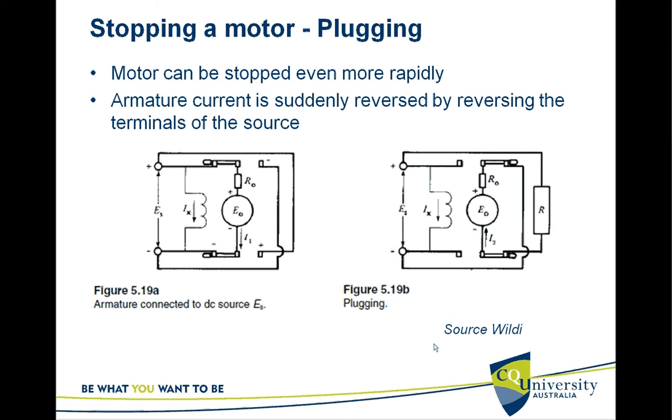Another way is plugging. Plugging is even faster. What you do is you swap the terminals. Motor can be stopped even more rapidly. Armature current is suddenly reversed by reversing the terminals of the source. So this is the mechanism. You get the terminals the other way around. Alright, so then that's called plugging.